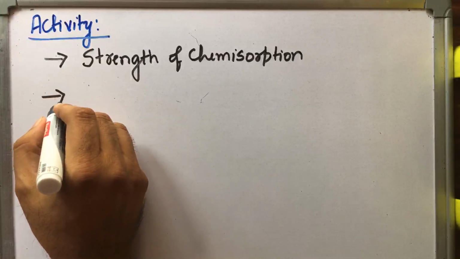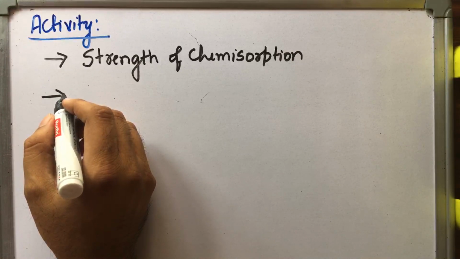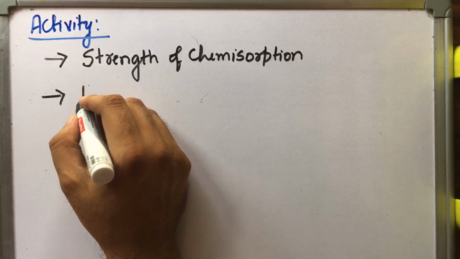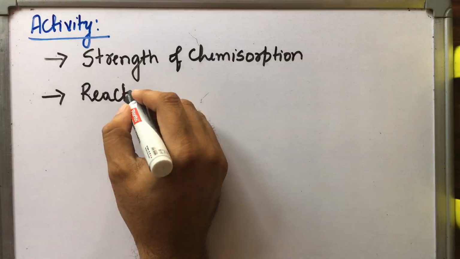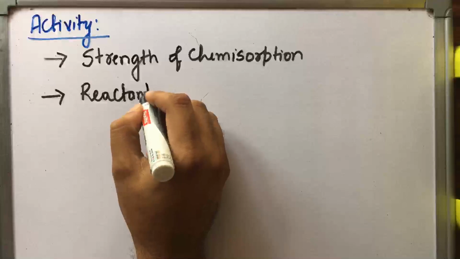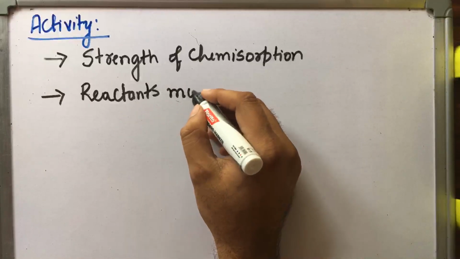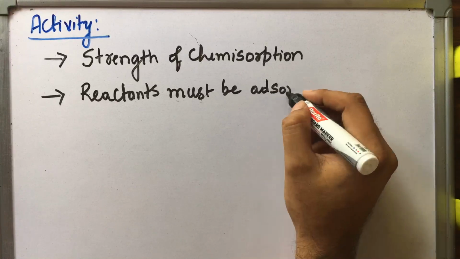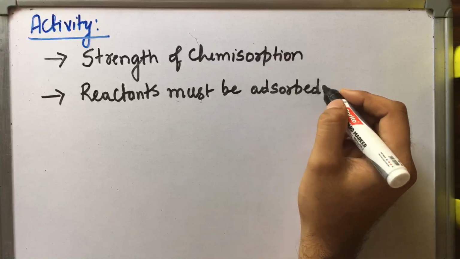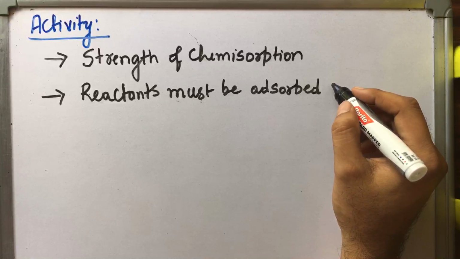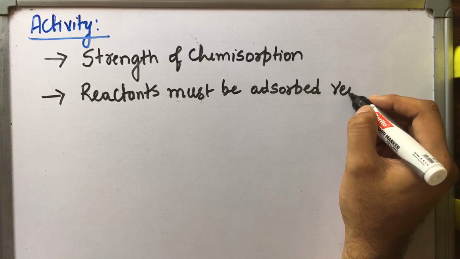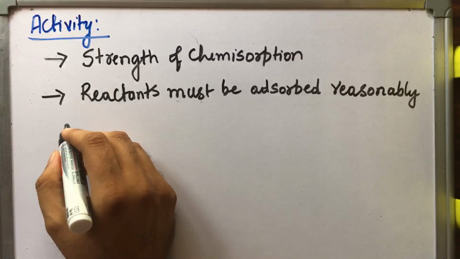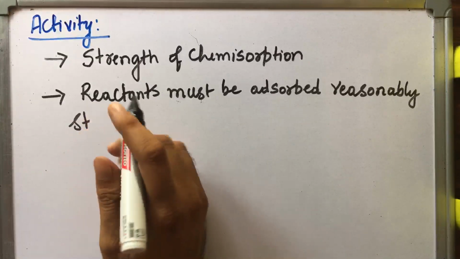What does chemisorption mean? The reactant molecules have to form bonds with a catalyst. The reactants must be adsorbed on the surface of the catalyst, reasonably strongly.